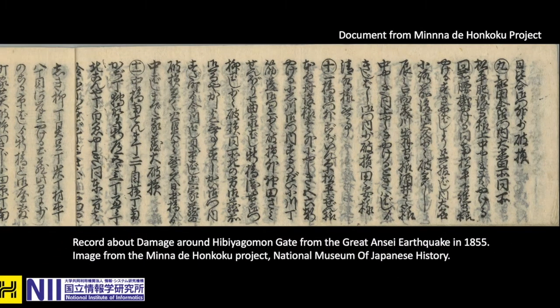Next I will explain how KuroNet works. Let's take a look at this document. This document is from the Minna de Honkoku project. It's a record about damage around Hibiya Gate from the Great Ansei earthquake in 1855.